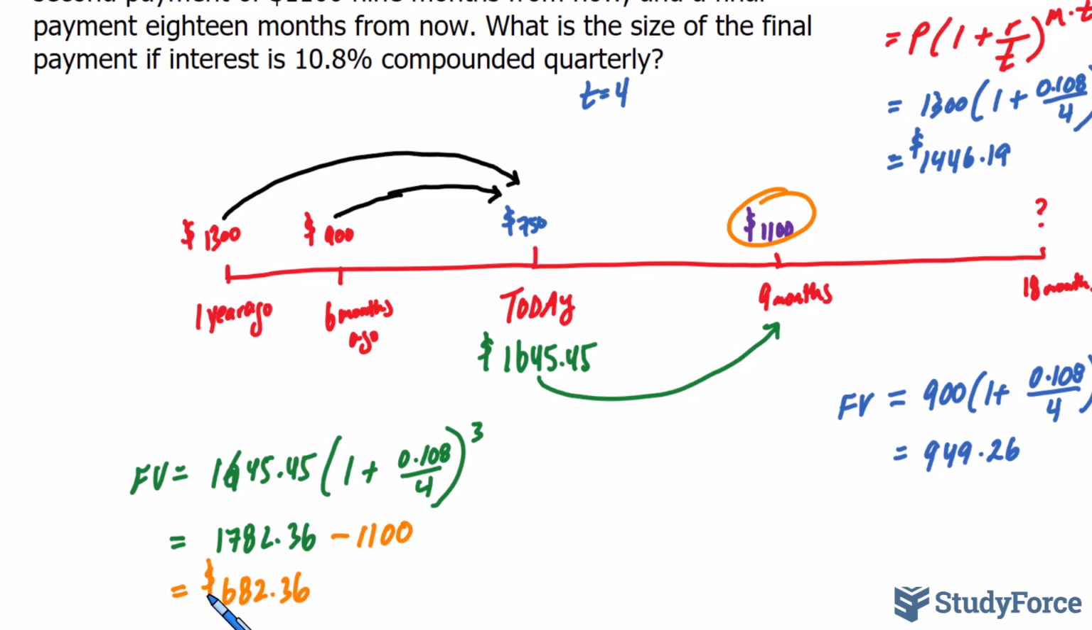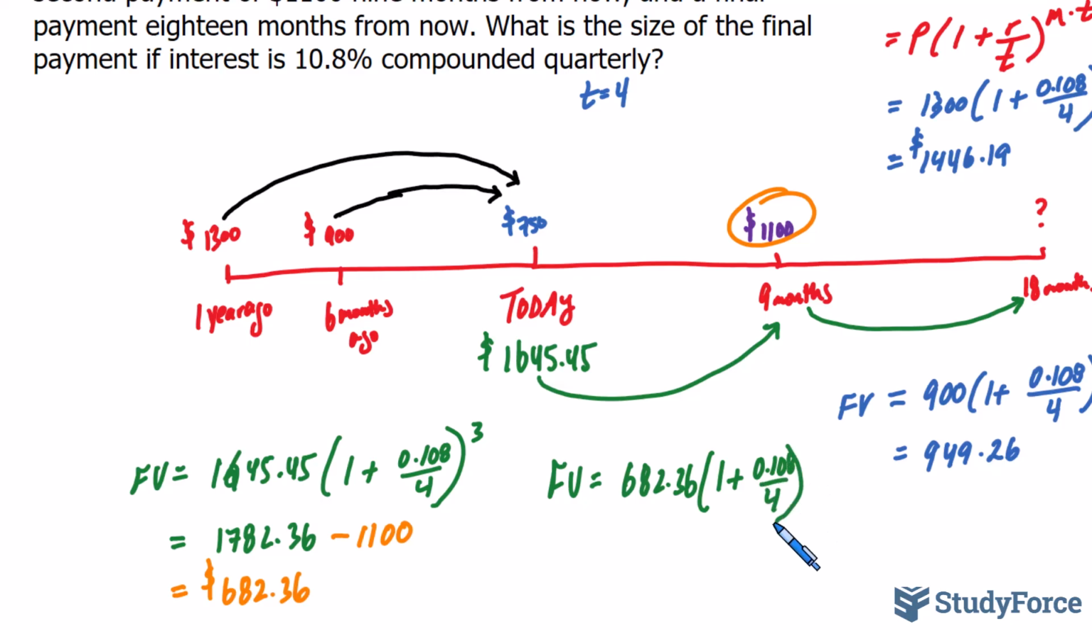Now, we have one more calculation. We need to find the future value of this amount, $682.36, 9 months from that date. So for our final future value, we'll know our final payment. We have 682.36, 1 plus 0.108 divided by 4. How many periods pass from 9 months to 18 months? That's 9 months, so it will be 3 periods.